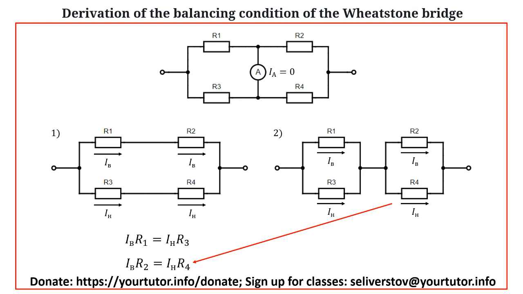And all we have to do now is to simply divide the first equation by the second, and we automatically get that very balanced condition of the Wheatstone bridge. Or sometimes it's written down like this. Here is the answer. And in my opinion, this is a rather interesting and simple proof.